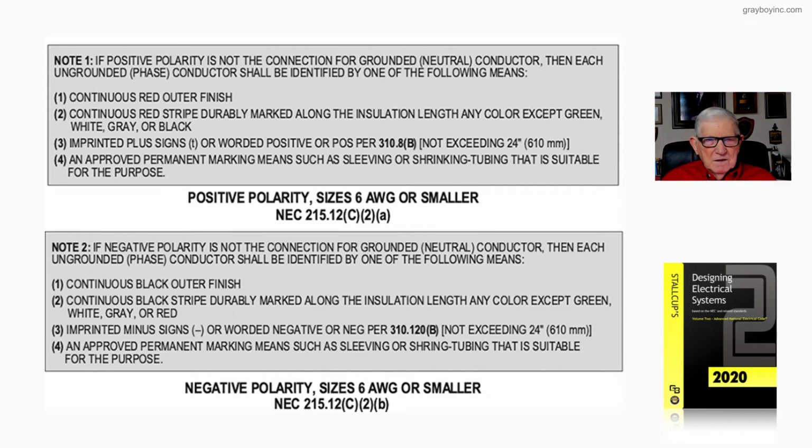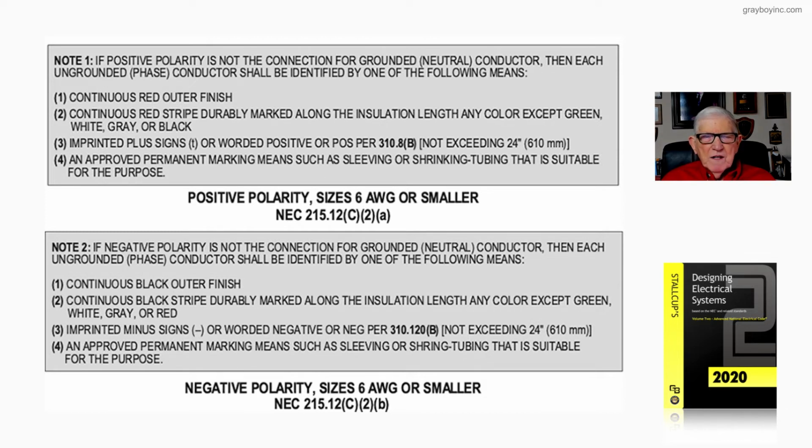And an approved permanent means, such as sleeving or shrink tubing that is suitable for the purpose and the conditions of use, would be okay. Now, the positive polarity, we're still looking at sizes number 6 or smaller, in accordance with 215.12 C2A or B. And we're looking at B to NEC 215.12 C2 right now.